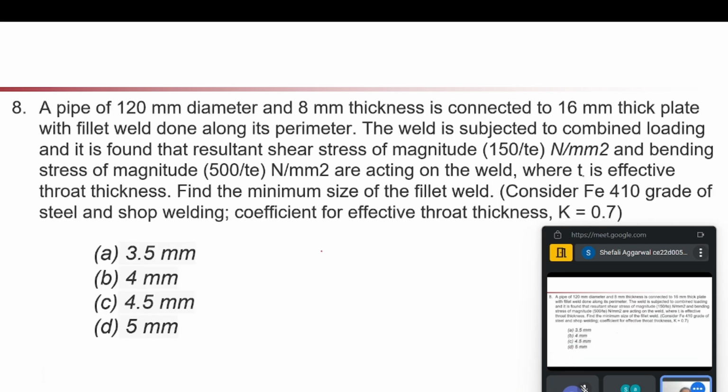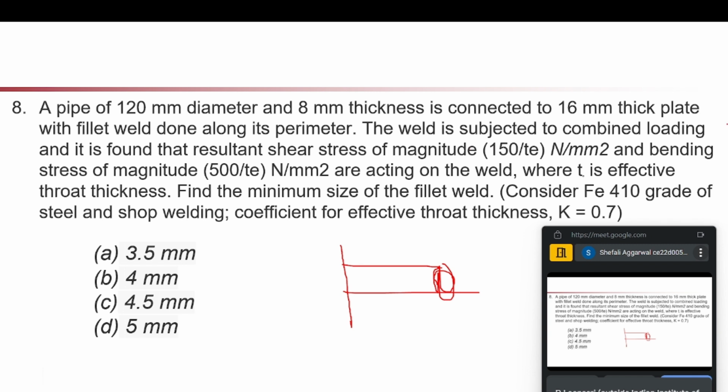Next question is, a pipe of 120 mm diameter and 8 mm thickness is connected to a plate of 16 mm thickness with fillet weld done along its perimeter. Okay. So this is a pipe. It is connecting to a plate.